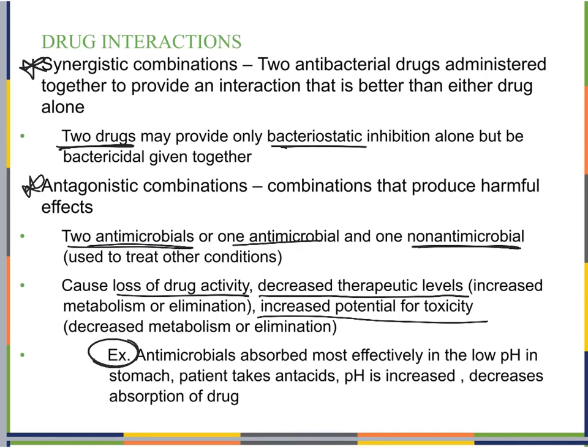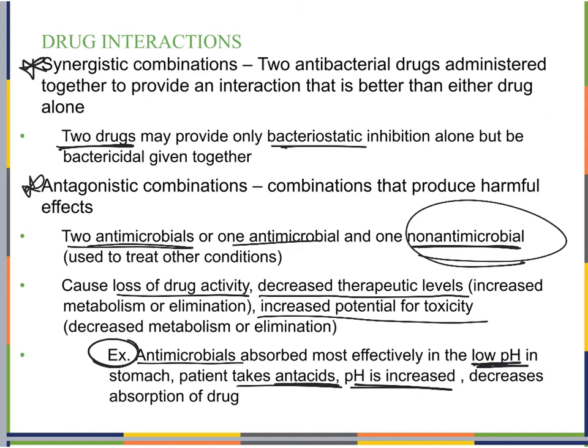An example of this would be antimicrobials that are absorbed most effectively in the low pH of the stomach. If it's given orally, a lot of times it works its way through the stomach, which has this low pH, and some of them are purposely designed to be more effectively absorbed in a low pH. So when they're given, they are in the low pH. However, if the patient takes antacids, which would be one of these non-antimicrobials, then the pH in the stomach is going to be increased. It's not going to be as acidic. That's going to decrease the absorption of the drug, so we're not going to get the levels that we're anticipating.